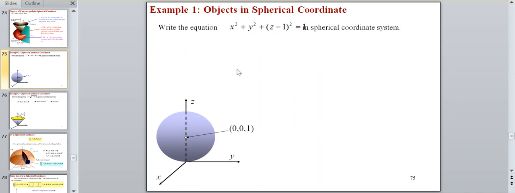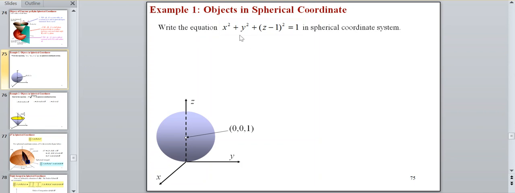You can see x squared plus y squared plus z minus 1 squared equals 1. Here is a little bit of a typo, we actually have to move the 1 here. It doesn't matter, you have to fix it.